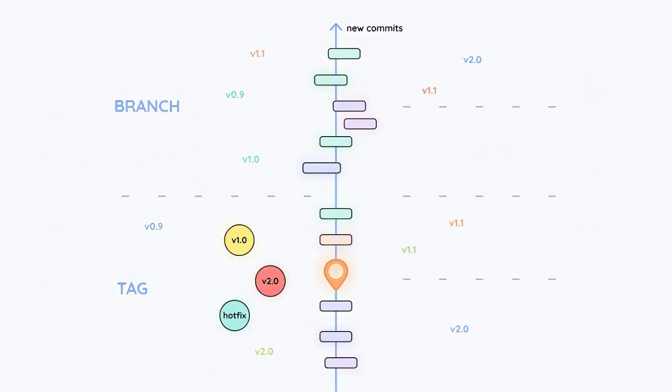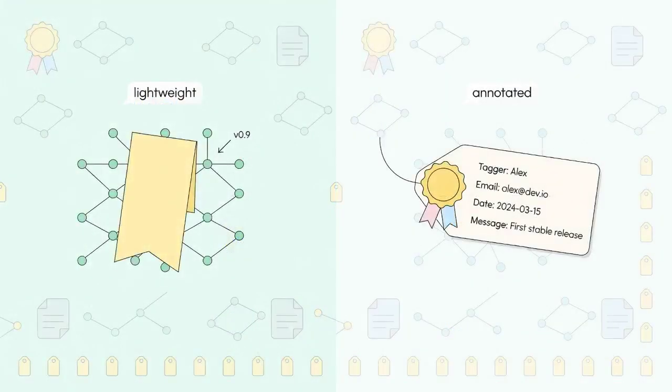The defining difference from branches is permanence. A tag points at one commit forever, while a branch keeps moving forward with every new commit. Git gives you two kinds of tags, and understanding the difference matters. A lightweight tag is just a simple name pointing directly at a commit, nothing more than a bookmark.